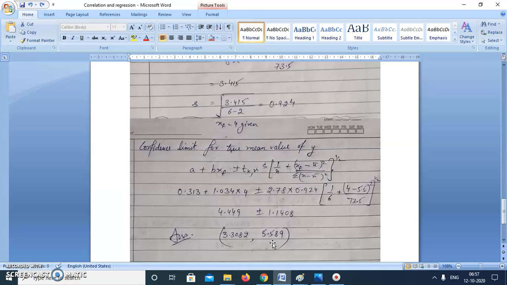So these are the only two types of questions we'll do in this chapter. Other questions in the exercise are not in your syllabus, so you have to just understand the basic meaning of the correlation coefficient, and how to calculate the A and B values and form the linear regression equation for given data, and try to find the confidence limit for the correlation coefficient also, and the true mean value of Y.